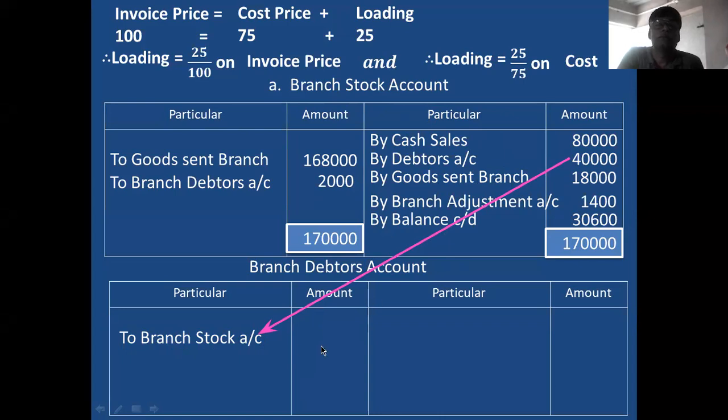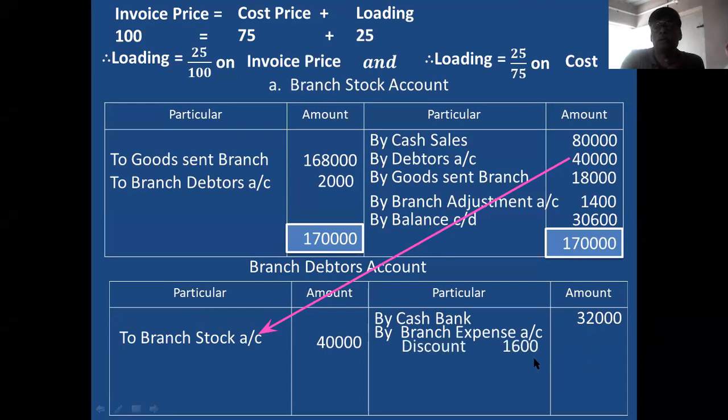Opening balance is not there. Second item completed. Come to the credit side. First item, cash collected from debtors, 32,000 is there. Second item, branch expense, that is discount. So you write by branch expense account. You write the heading branch expense account. Under that you write all the expense related to debtors, that is discount, bad debt, allowances. There are three, but only one is there, discount 1,600.